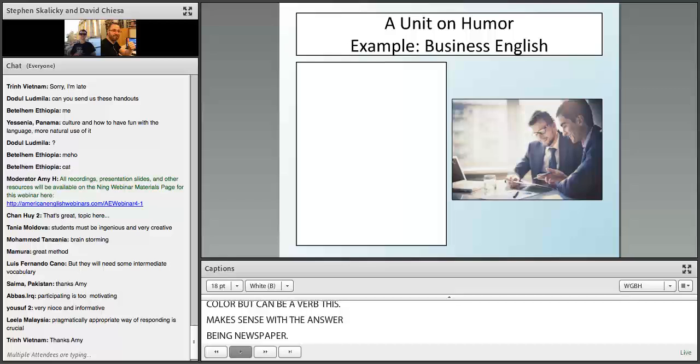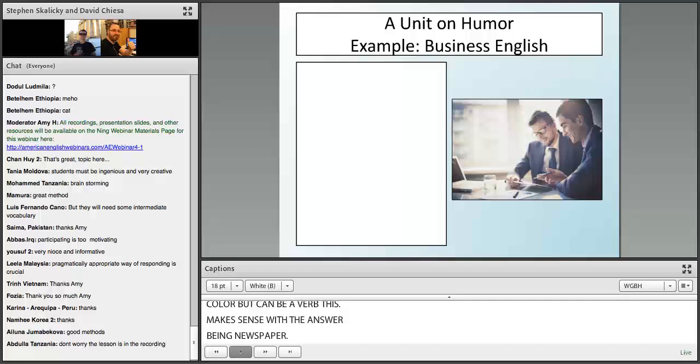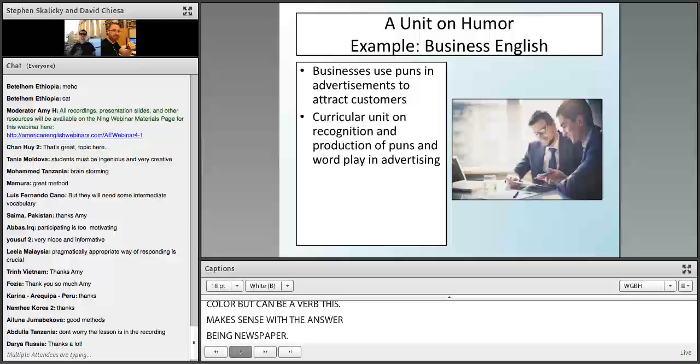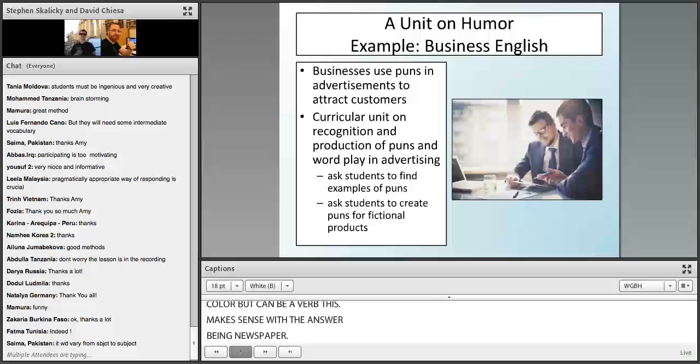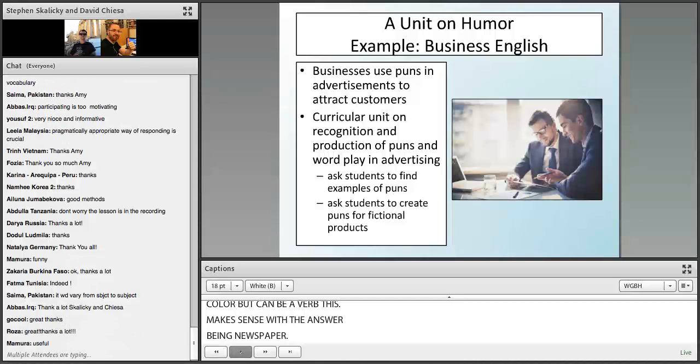Now, the last thing we want to just cover is that we stress that the point of the class doesn't need to be about humor, but it could be. And we have just one idea. If you're teaching a business English class, businesses typically use puns in advertisements to attract customers. So you could have a unit based on humor in advertising and ask students to go find examples of puns in advertising and then maybe create some for advertising. So they're learning about business English and humor at the same time, with a focus on both topics.